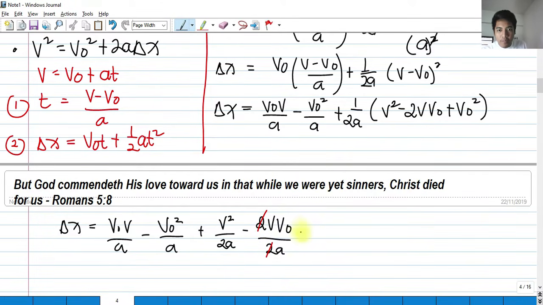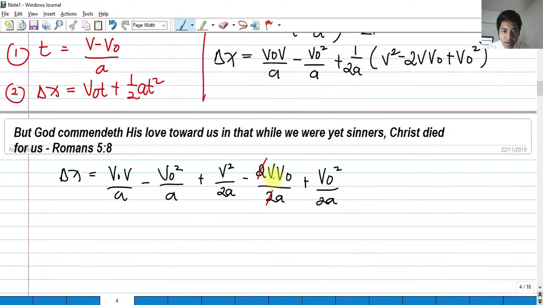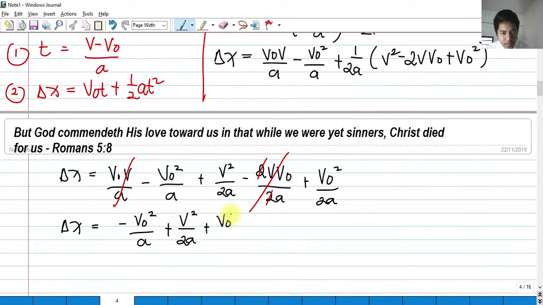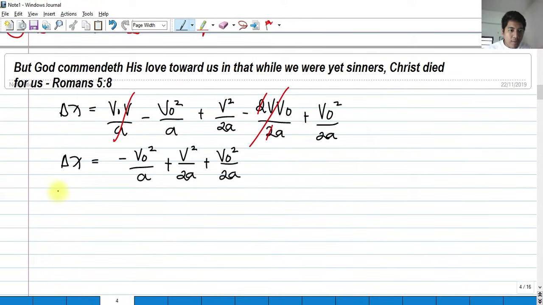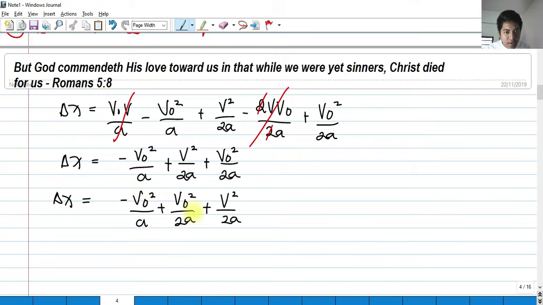And what will happen again for the last term? We have plus v naught squared over 2a. So as you can see, we are left with v naught times v over a, or v times v naught over a, and we also have v naught v over a here. So this would cancel, because this is a positive and this is a negative. So we have delta x is equal to negative v naught squared over a plus v squared over 2a plus v naught squared over 2a. If I rearrange this, negative v naught squared over a plus v naught squared over 2a plus v squared over 2a, we can simplify this too.